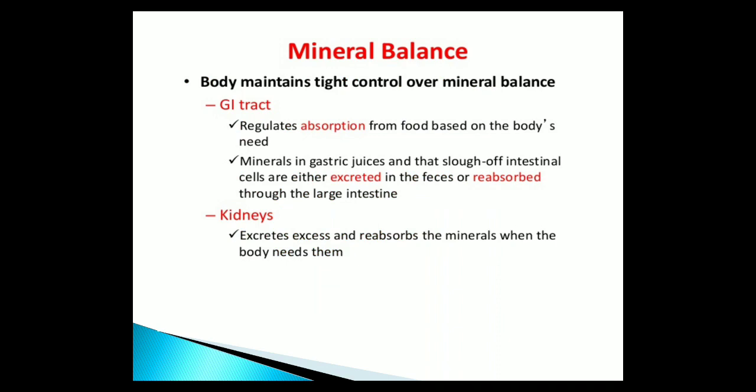Mineral balance. Now let's see the mineral balance. The body maintains tight control over mineral balance. We'll see two organs. First is the GI tract, that is the gastrointestinal tract. It regulates absorption from food based on the body's need. Secondly, minerals in gastric juices and those that slough off with intestinal cells are either excreted in the feces or reabsorbed through the large intestine. The second organ, the kidneys, excretes excess and reabsorbs the minerals when the body needs them.